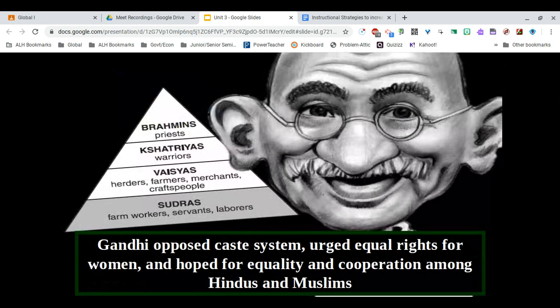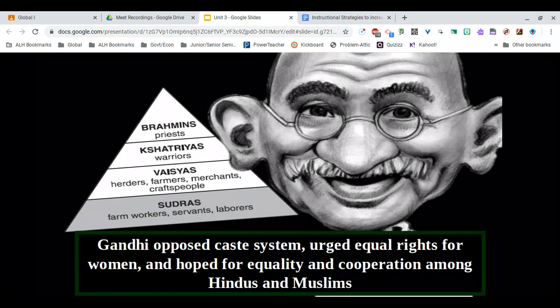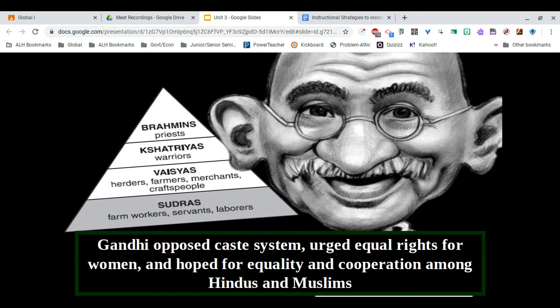Gandhi also opposed the caste system. He urged equal rights for women. He hoped for equality and cooperation among Hindus and Muslims. And this last part is eventually going to become the biggest issue for Gandhi: he wants this equality and cooperation among Hindus and Muslims, but he's not really able to gain it. And that's going to be a huge issue for him.